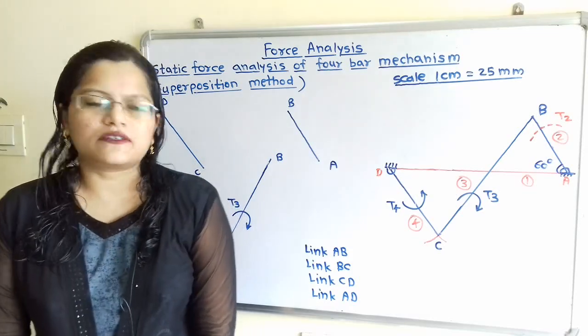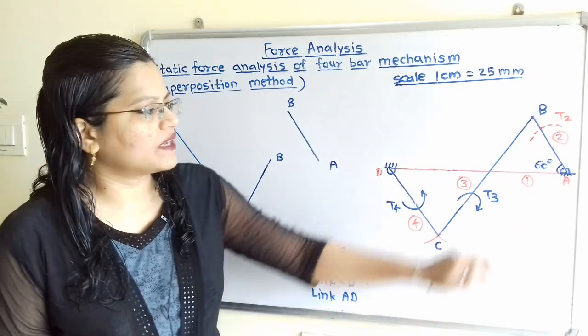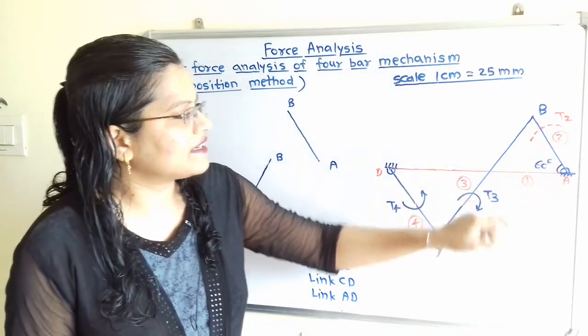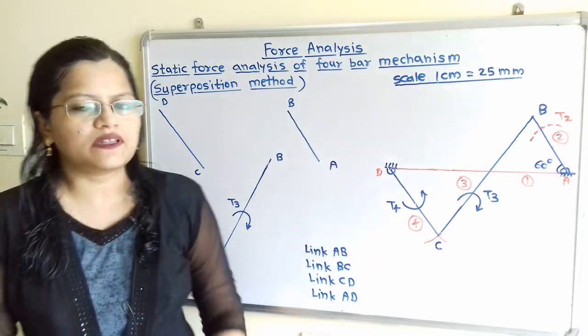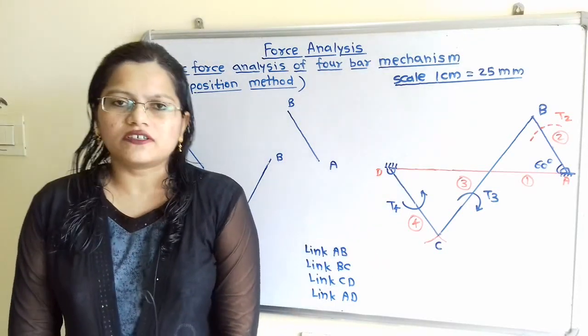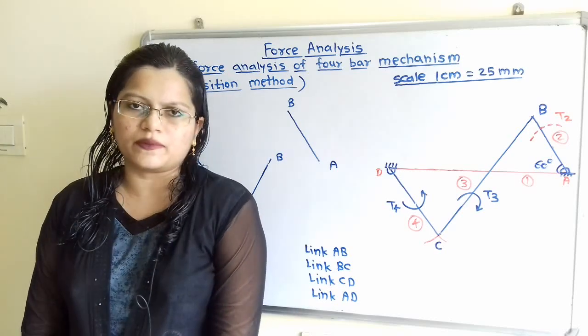We will give numbers to these links. For the fixed link AD, link number 1, then for AB it is link number 2, BC link number 3, and CD link number 4. Now what is the first step? So first step is to identify the types of members.